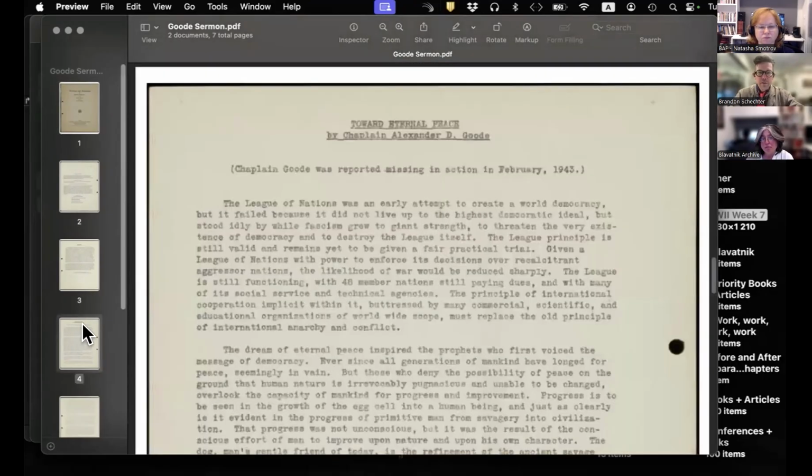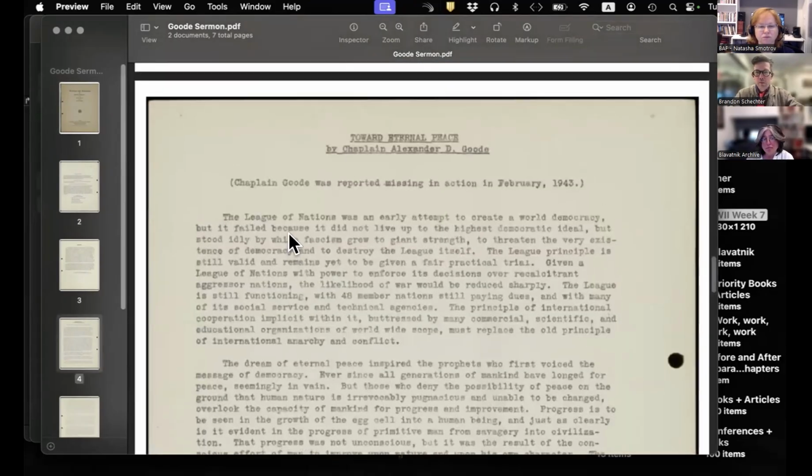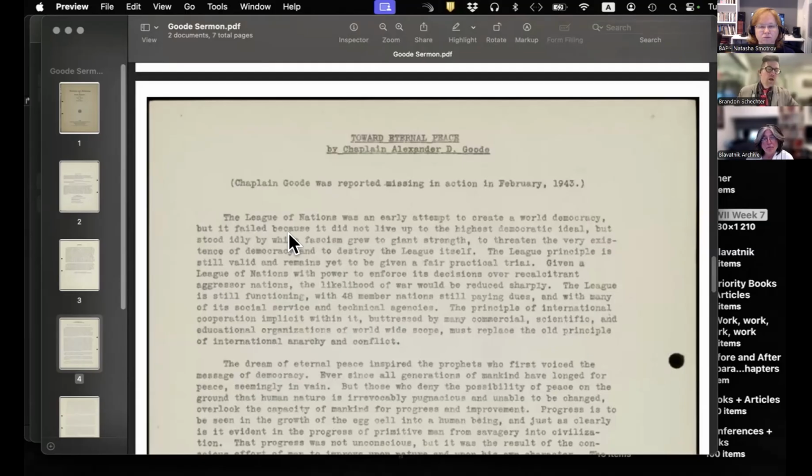And the one that I give them is Towards Eternal Peace by Chaplain Alexander D. Goode, who becomes very famous as one of the four chaplains who go down with this troop transport in February of 1943. And the interesting thing about this, it reads like an FDR campaign speech. There is almost nothing about God in this. It is almost entirely secular.